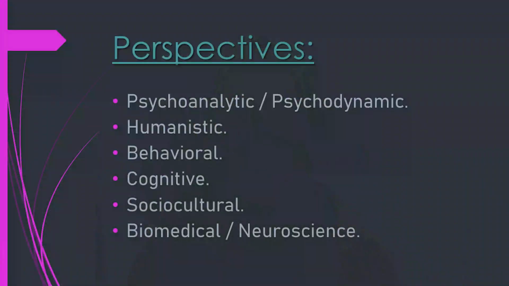Now we will talk about the different perspectives which professional psychologists have come up with. There are six types of perspectives or schools of thought, including psychoanalytic or psychodynamic, which is related to the unconscious mind; humanistic, which relates to the values and relationships of a human. Number three is behavioral, which is how a person behaves in a society.